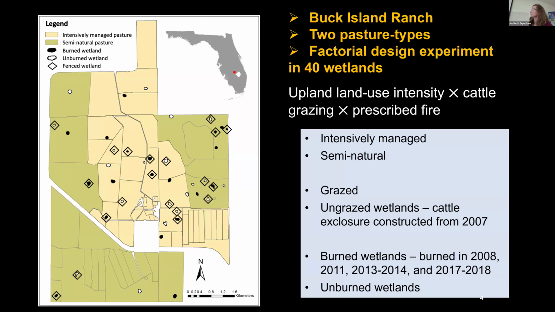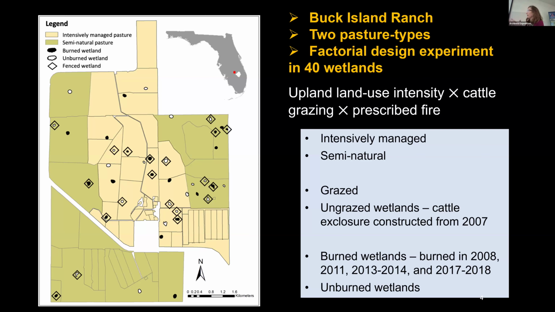This is a full-scale commercial cattle ranch, and we implemented a long-term experiment in 2007 to look at the factorial cross of upland land use intensity, cattle grazing, and prescribed fire. The 2 levels of management can be shown here in the light tan and then the yellow. This is improved pasture or intensively managed pasture. And then the yellow is the semi-native or low intensity managed pasture.